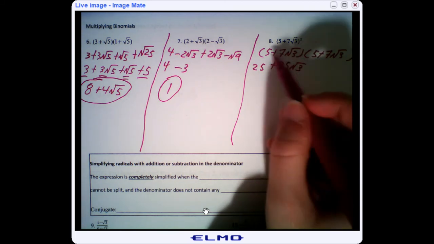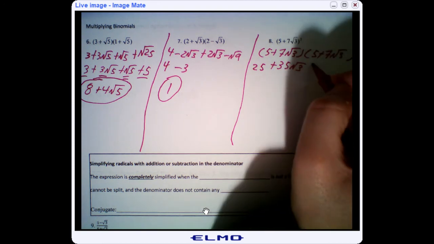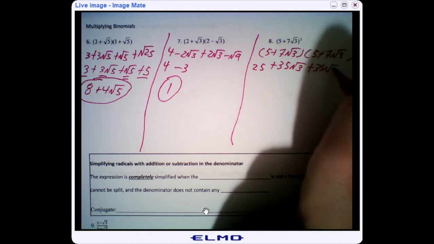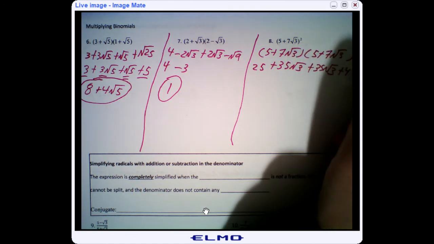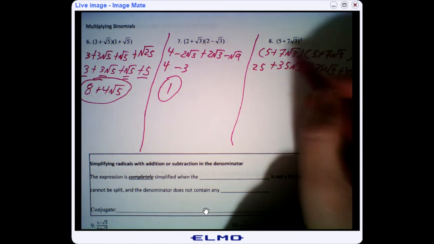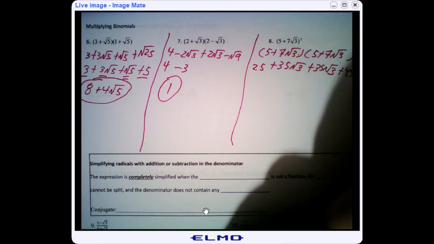Remember, I can just do outside times outside. We're going to get plus 35 square roots of 3 from the 5 times 7 square roots of 3, and then plus 49 square roots of 9. 7 times 7 is 49. 3 times 3 is 9.